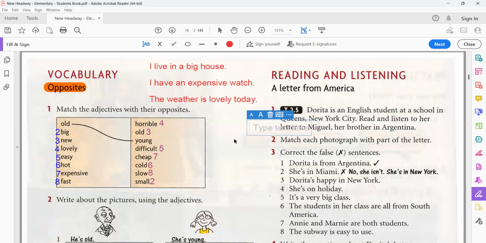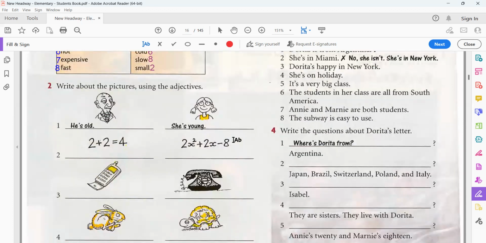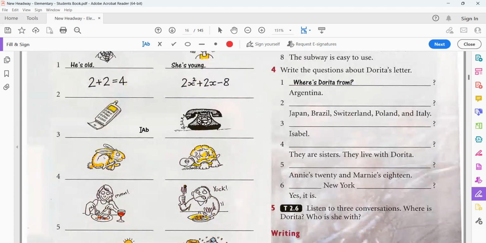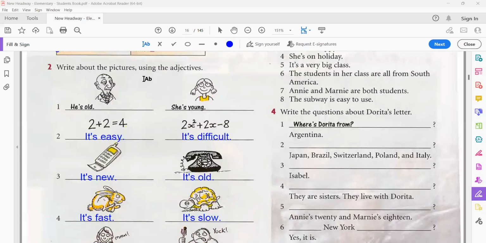Now try to use these adjectives to make sentences about these pictures. So look at number 2. 2 plus 2 is 4, but this is what? Yes, so this is easy and this is difficult. Now again, pause the video for just 2 or 3 minutes, then write your answers. After that, you can play the video and check your answers. Go on.